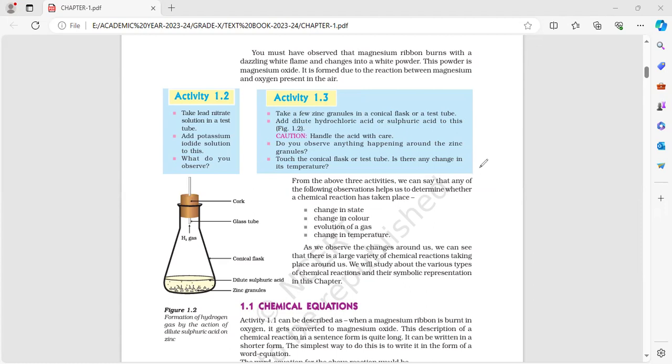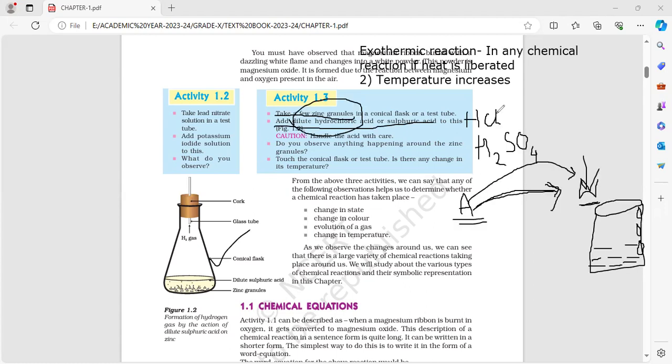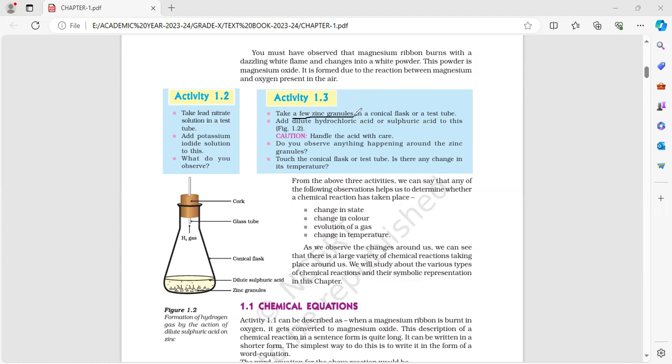Now either you may take diluted HCl, diluted hydrochloric acid, or diluted sulfuric acid. First I took a few zinc granules in a test tube. Let us imagine that I took them in a test tube with zinc granules, and then I'm adding slowly, drop by drop, dilute HCl or dilute H2SO4, sulfuric acid. He is giving the caution to handle the acid with care. Teacher assistance is a must.